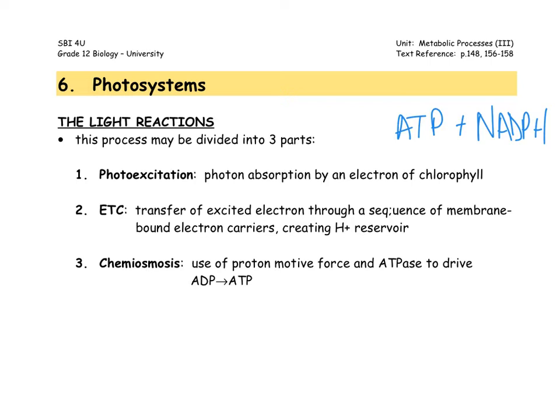We're going to see an electron transport chain that's going to grab onto that excited electron that's produced via photoexcitation, and it's going to travel through a sequence of membrane-bound electron carriers. That's going to create a hydrogen ion reservoir, again, similar to what we saw happen in cellular respiration. And then finally, in a similar manner to cellular respiration, there's going to be a chemiosmotic process by which a proton motive force is going to allow us to synthesize ATP using the enzyme ATP synthase. So that is basically the summary of what we're going to see in today's lesson.